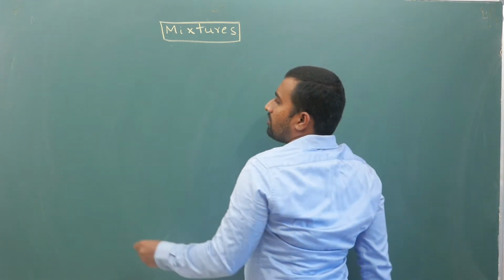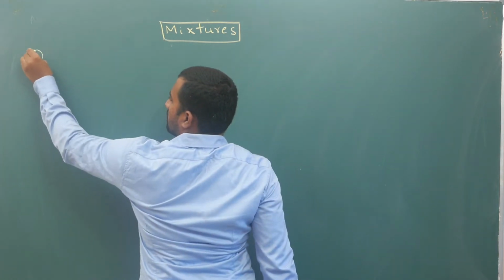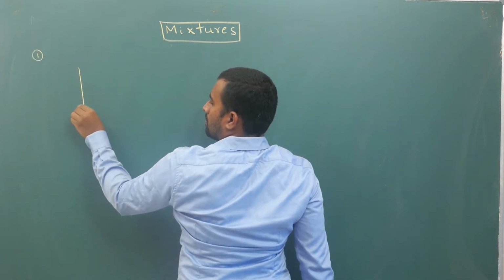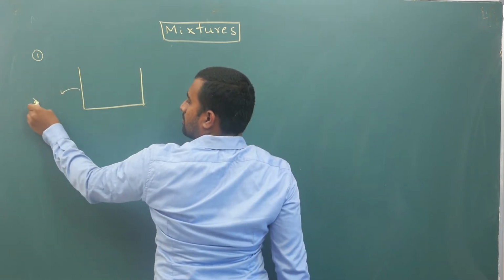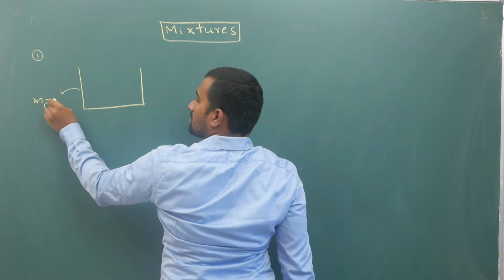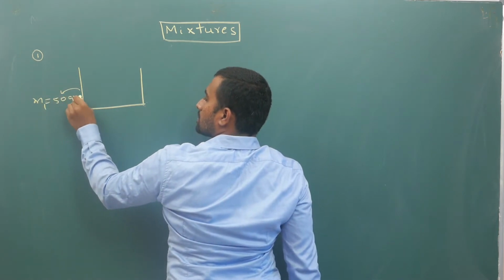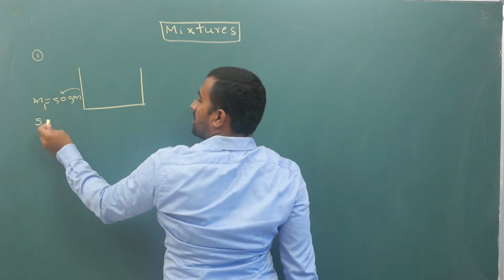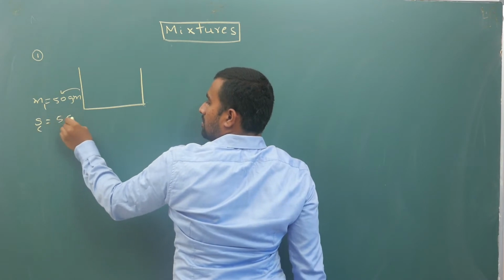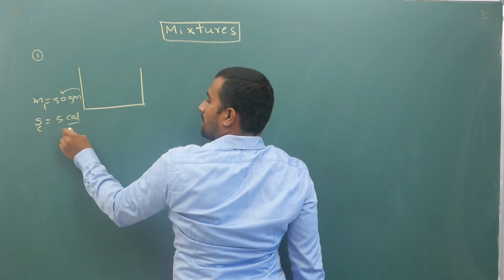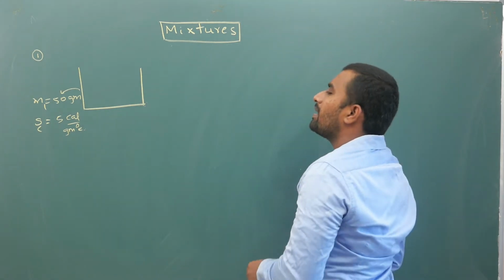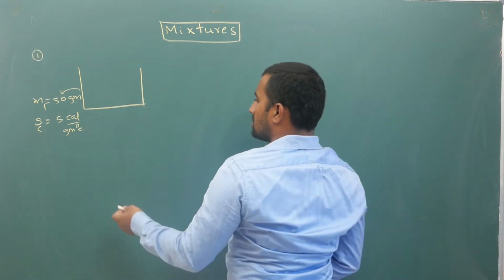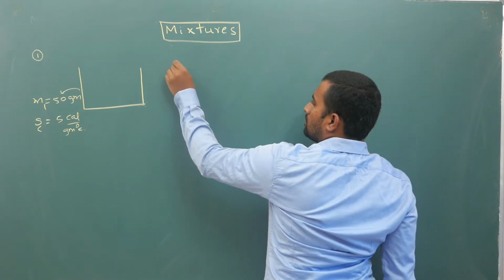So the first question is, let us say there is a container whose mass is 50 grams, and the specific heat of the container is 5 calorie per gram degrees centigrade, something like this. An imaginary container. Does this much value exist in reality? I don't know.